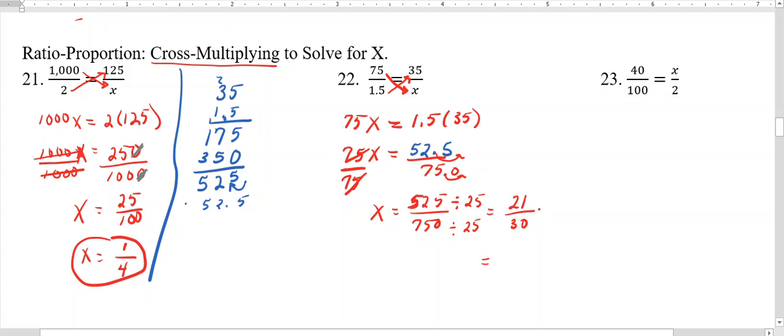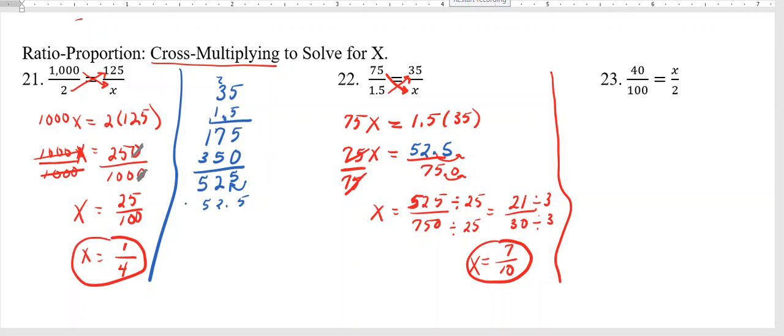And those are both divisible by 3. Because 3 times 7 is 21, 3 times 10 is 30. So I have 7 over 10. And that's my value of x. So sometimes, you may have to do a little more work. And I could have just taken 52.5 and divided it by 75 and would have got the same answer.